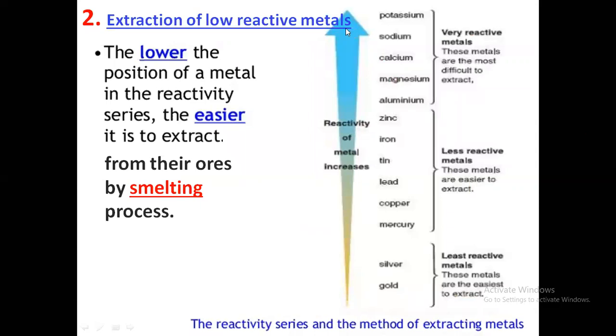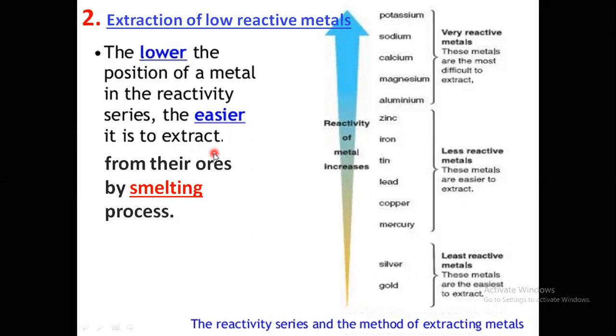Okay, let's talk about the extraction of less reactive metals. Clear? Extraction of less reactive metals. Students, as you know, the metals which are present low in the reactivity series, they are easier to extract. Why are they easier to extract? Because they form less stable compounds. They are less reactive, so they form less stable compounds. So these metals can be separated from their compounds or ores easily.